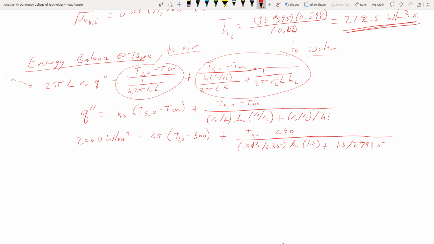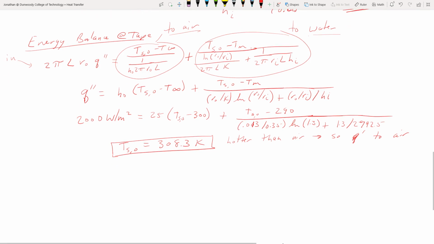Solving that, we get TSO is 308.3 Kelvin. So we actually found the second part first. What does that tell us? Well, it confirms that this is hotter than that air. So we get some heat flux to air. The air is not actually heating up our water, it's actually removing some heat from that system.